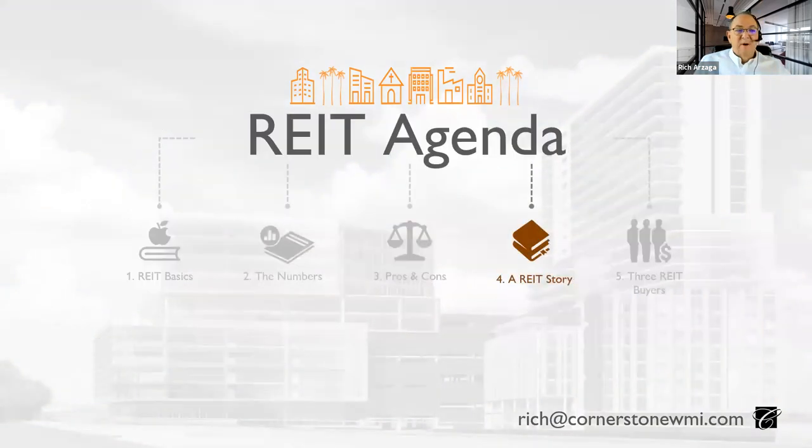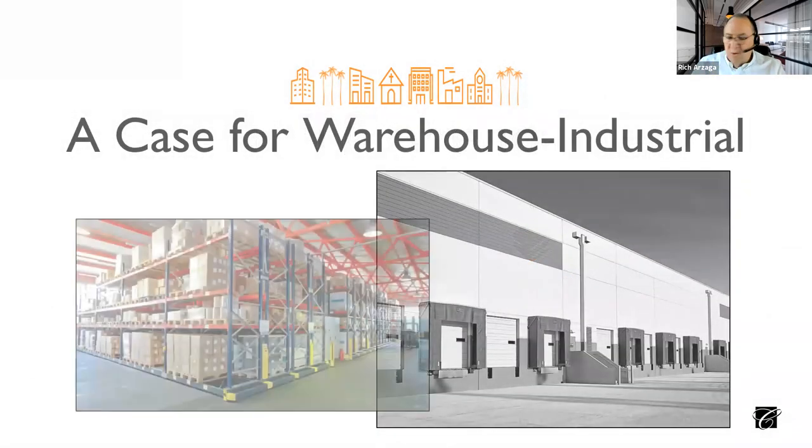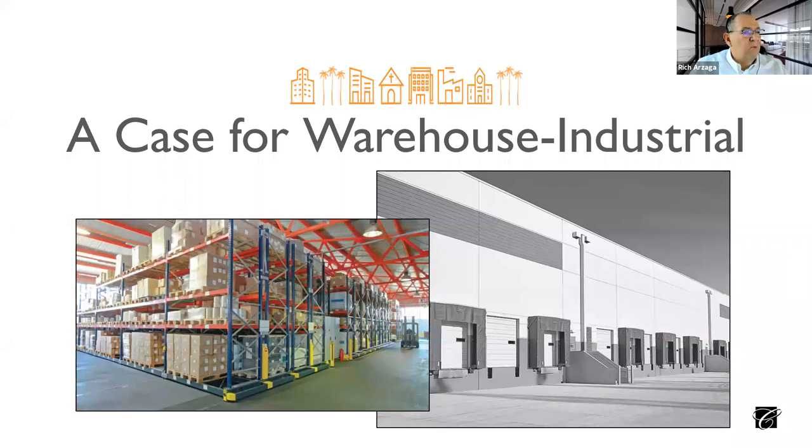Okay, so we're going to talk about a real estate example here, call it a REIT story. And we're going to use a case for a warehouse and industrial. What most people consider the most boring real estate asset class out there, or property type. Apartments are interesting, office buildings, retail, they're vibrant. These are things you drive by on the highway. So most people don't get really excited about owning an industrial warehouse, right? But I want to make a case for why it's not a bad thing to consider, all right?